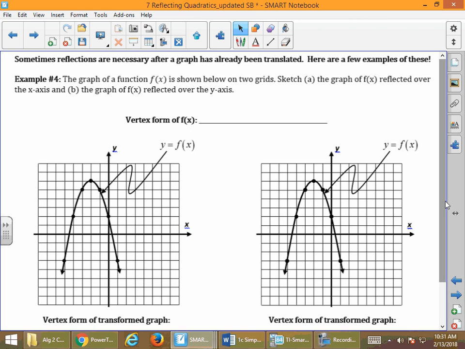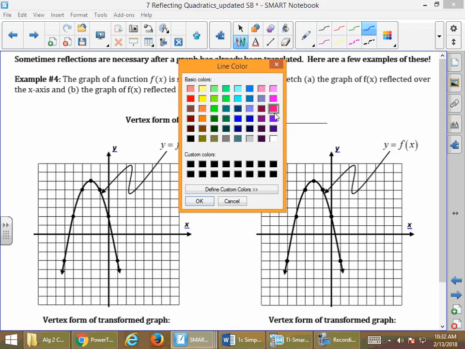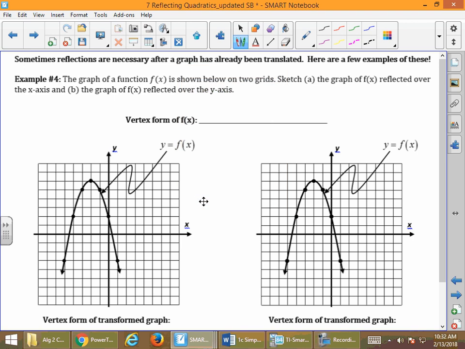But to finish here, sometimes reflections are necessary after a graph has already been translated. So in the picture to the left and the picture to the right, they are the same picture. And what we want to start with is the vertex form of this graph. First thing that we need to identify is what is our turning point on this graph. And our turning point looks like it's negative 2, 1, 2, 3, 4, 5, 6. Negative 2, 6.